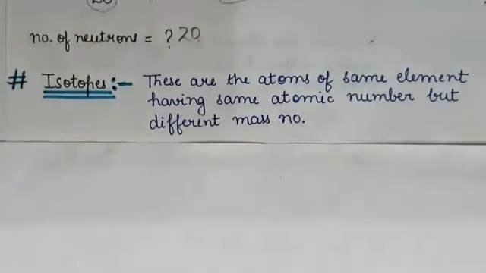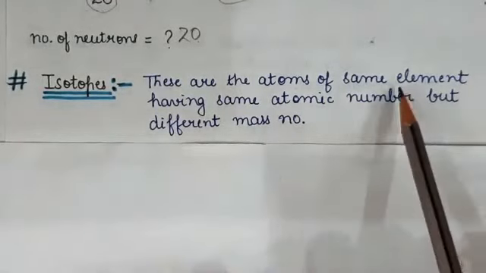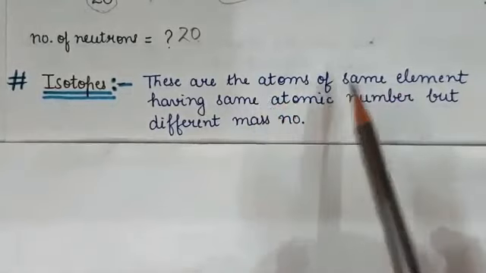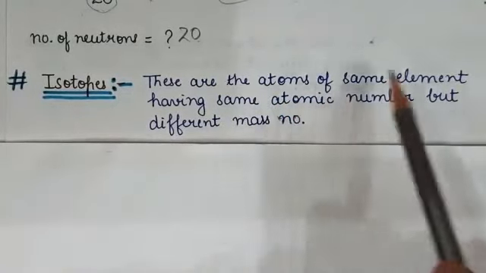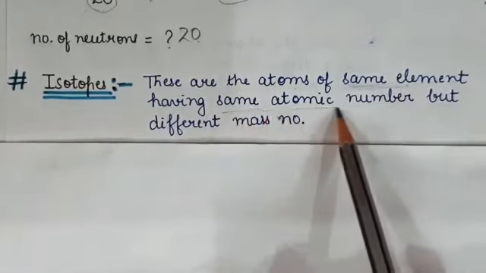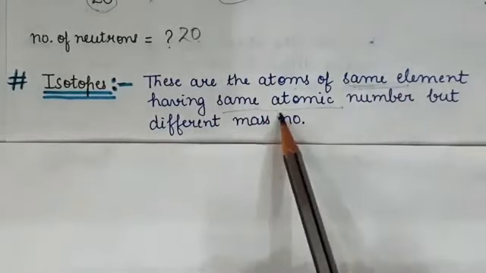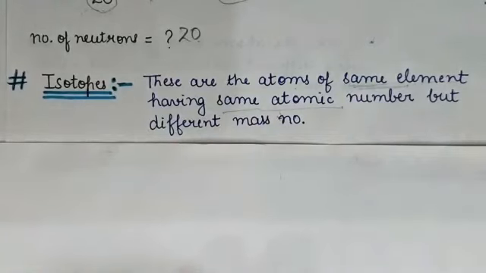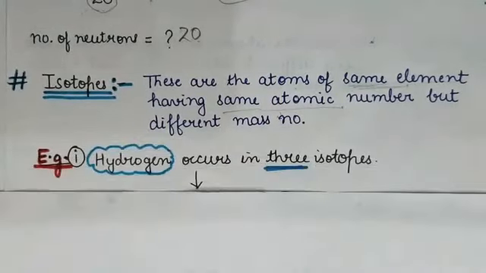So moving ahead to our next topic, that is isotopes. What are isotopes? These are the atoms of the same element having the same atomic number but different mass number. Yes, the element is the same, so obviously the atomic number will also be the same, but the mass number is different. So this is an isotope. Let us take an example.